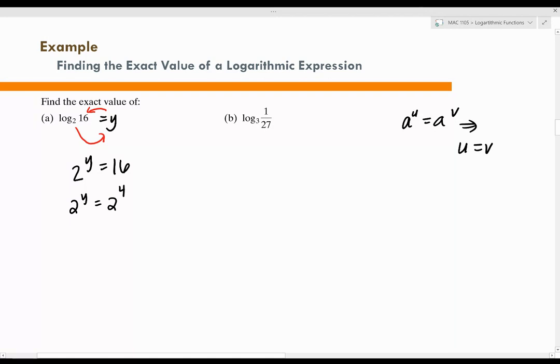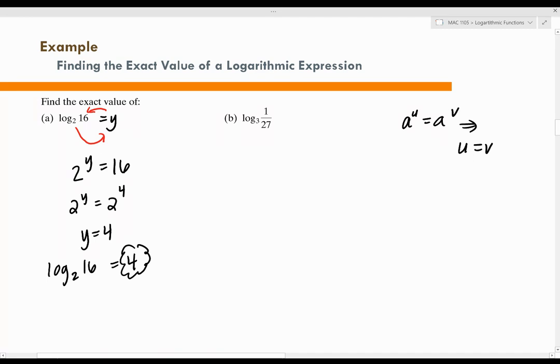Since the bases are the same on both sides, we can drop the bases and set their powers equal to each other. So y equals 4. That's the exact value. So log base 2 of 16 equals 4. Anytime you're answering a log statement, you're actually saying, this base 2 raised to what power would give me 16? So the answer to a log question is the exponent that makes this true. Anytime you are answering an exponential form, you're saying this base raised to this power gives me this answer. Same information, just in a different order.